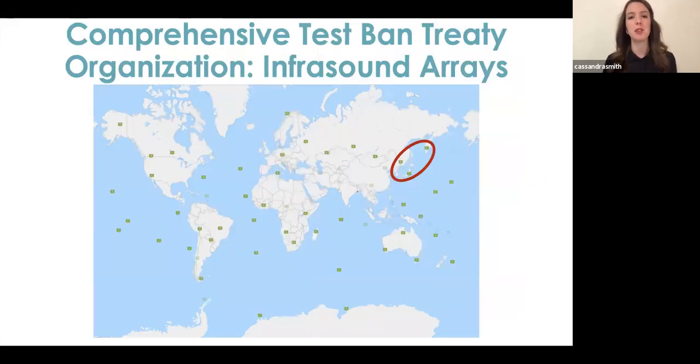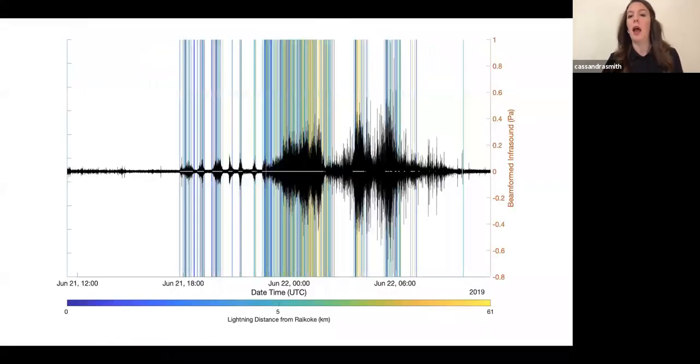So I mentioned that there was no in situ monitoring equipment on Rakoki. And so this infrasound data came from the Comprehensive Test Ban Treaty Organization. We used these 3 infrasound arrays, which ranged between 600 and 1700 kilometers away from Rakoki. And my colleagues Kathleen McKee and Sean Mayer did an amazing job processing all of this infrasound data, and were able to turn it into this beam-formed infrasound signal.